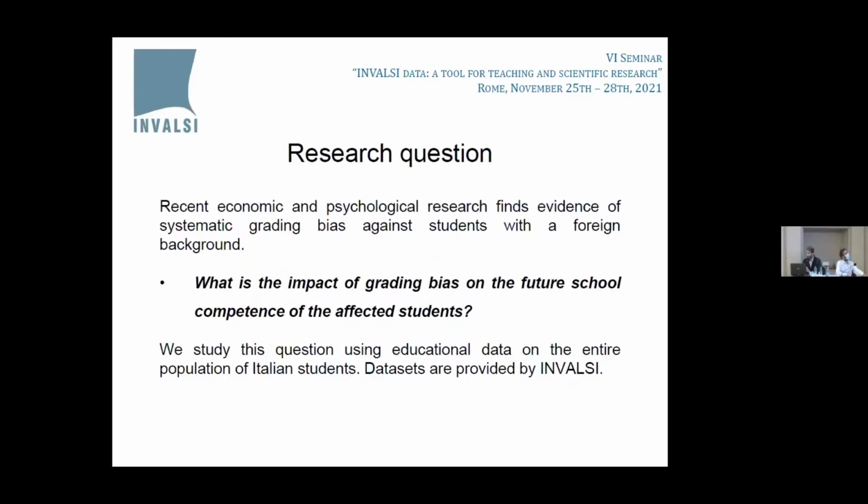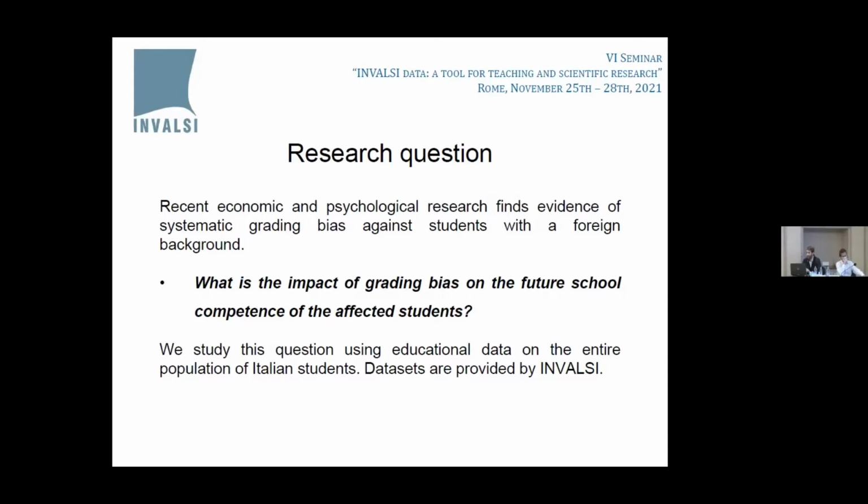So what I'm going to do today is to present the results of this work, in which we start from the idea that there is evidence of systematic grading bias, and we are going to show that this is the case, as in previous research. But the big question here is, what is the impact of grading bias at a specific moment in time on the future performance of the people affected by this bias?